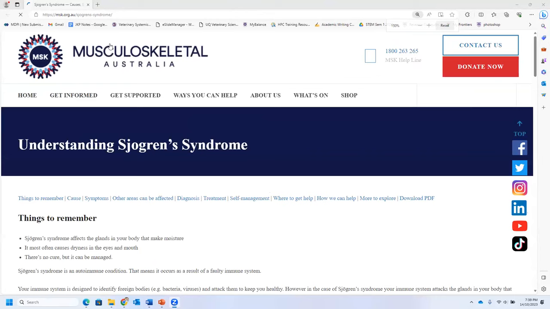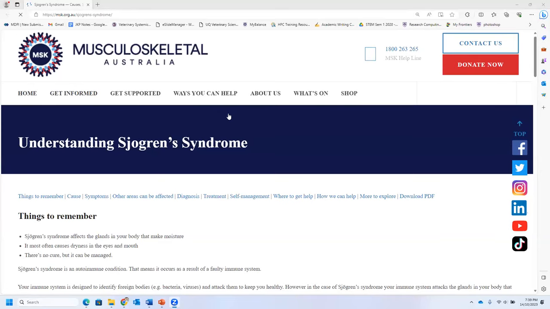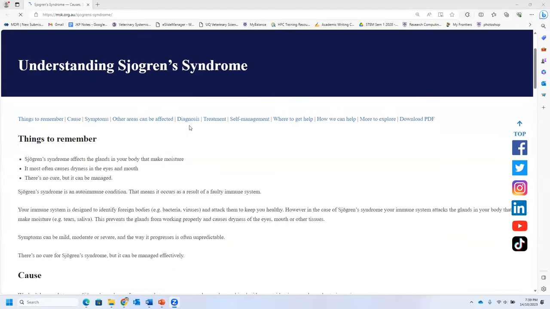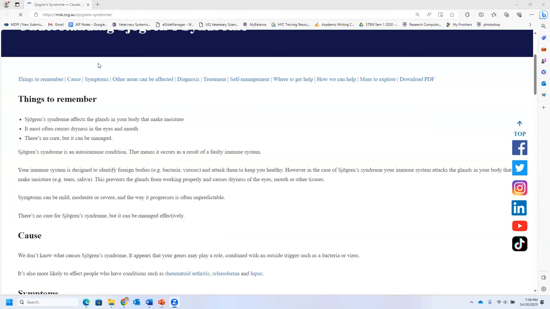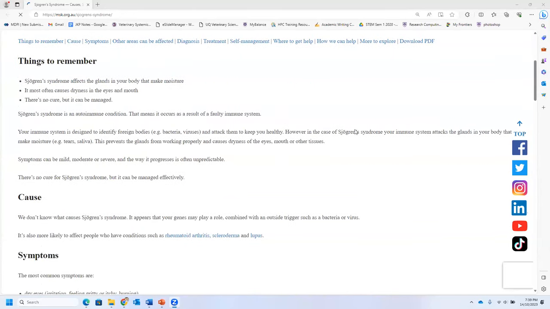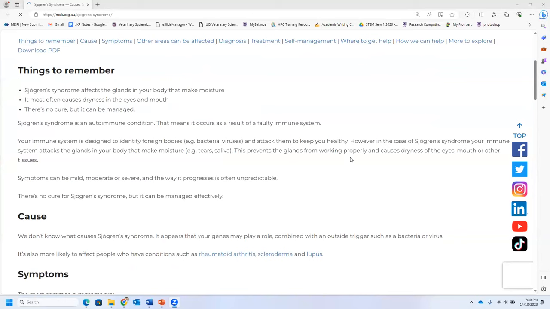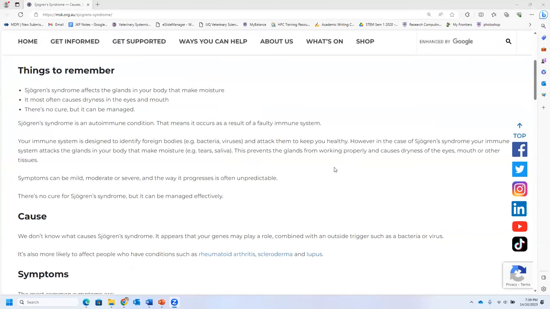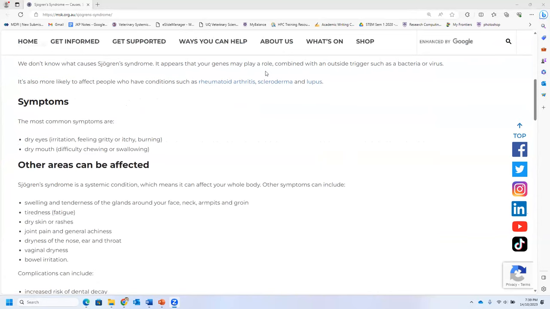So the Musculoskeletal Society of Australia has given you a better understanding of Sjögren syndrome. Things to remember are that it affects the glands in your body that make moisture and it causes dryness in the eyes and mouth. There's no cure, but it can be managed. It's an autoimmune disease. It results because of a faulty immune system and it can be mild, moderate, or severe. Causes.